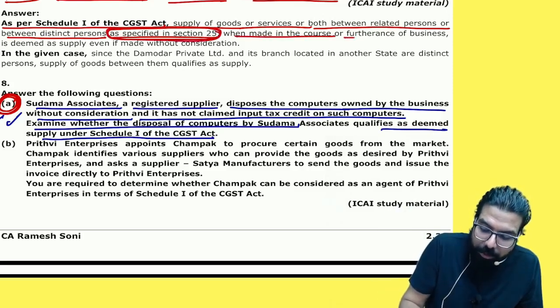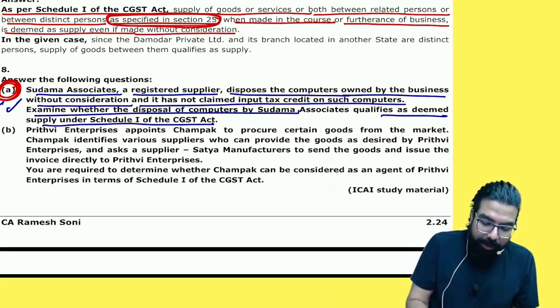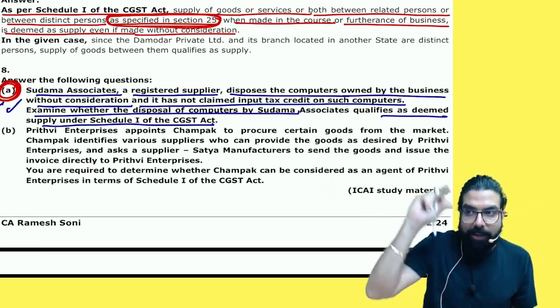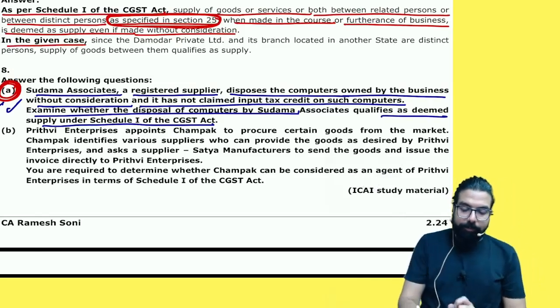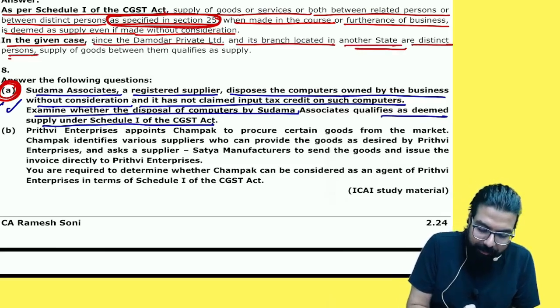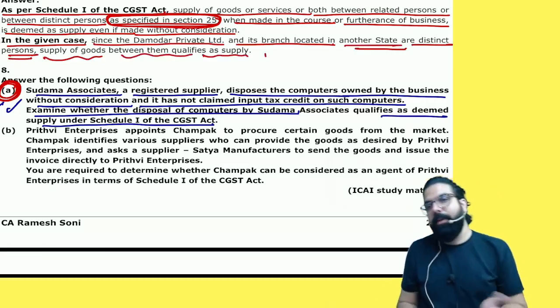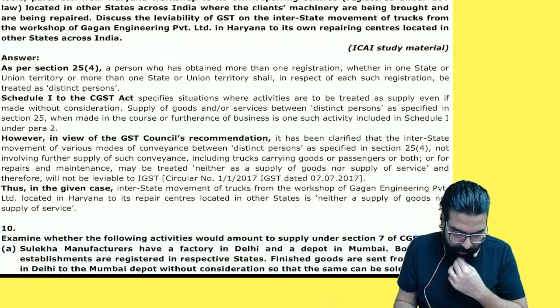When made in the course of furtherance of business is deemed as supply even without consideration. See, they will apply the law now. First they write the law, then they apply the law. See, in the given case, since Damodar Private Limited and its branch are located in another state, they are distinct persons and supply of goods between them qualifies as supply. Is my point clear to all? Chalo, one more question. Let me see if I can ask you guys.